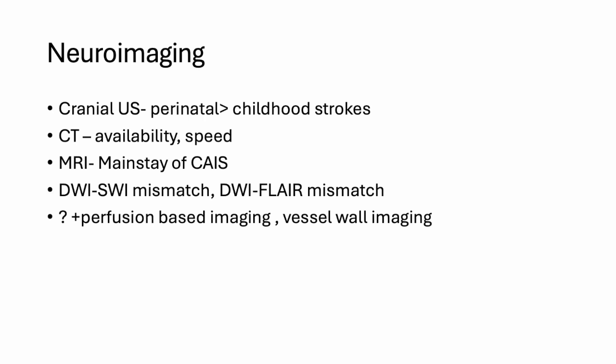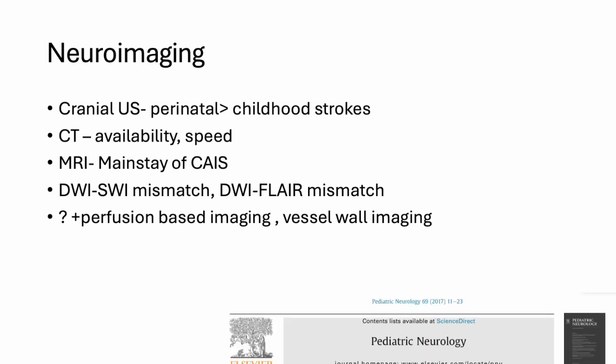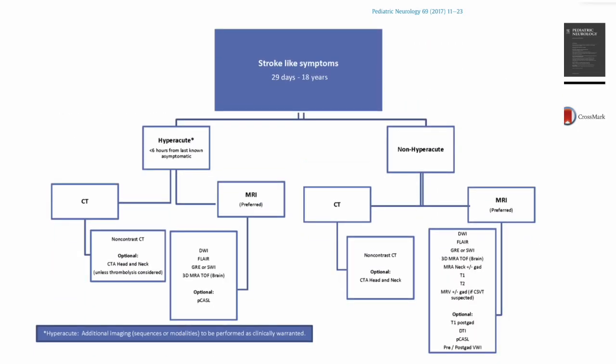A DWI FLAIR mismatch is more commonly known, and essentially DWI becomes positive within 30 minutes of an acute infarct, whereas a FLAIR takes about 4 to 5 hours. So you can judge the acuity of the stroke through this method. This is a nice sort of algorithm which is taken for hyperacute and non-hyperacute strokes, and the option of performing a CT before an MR.